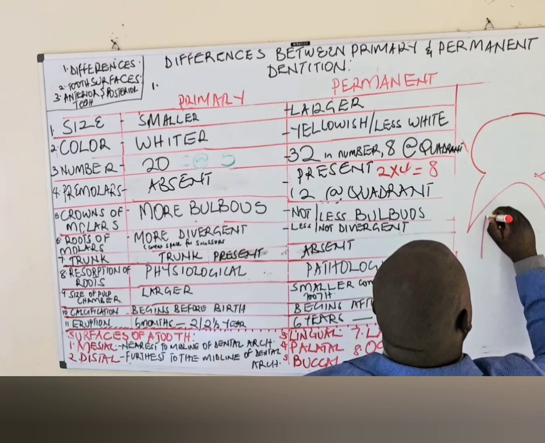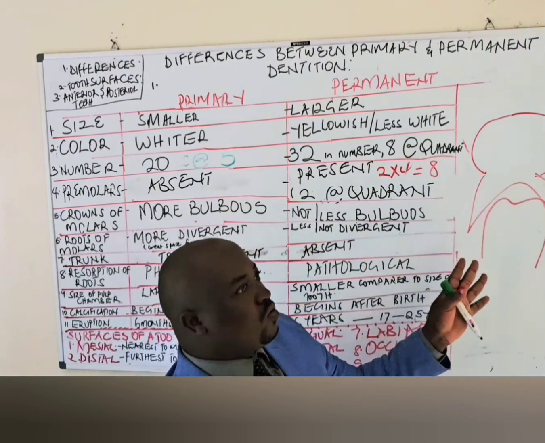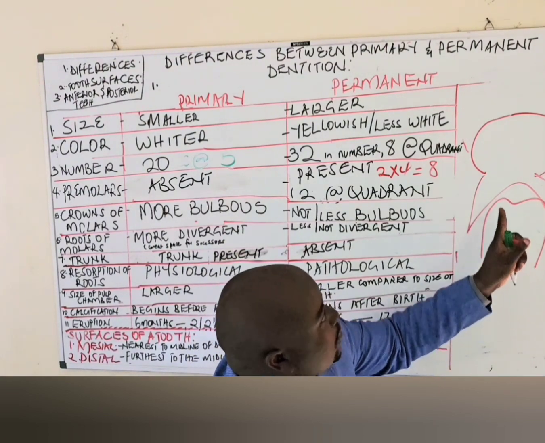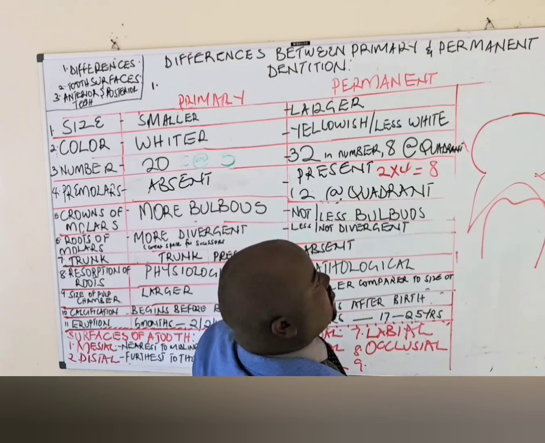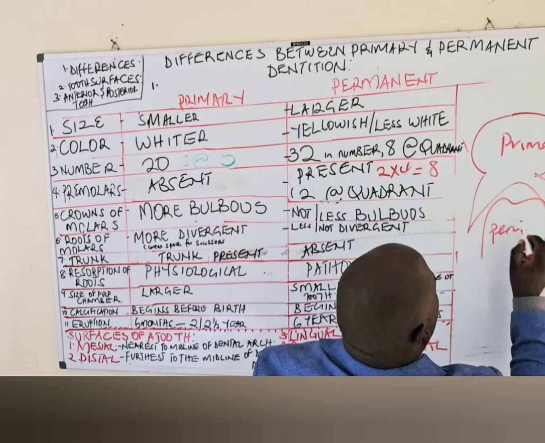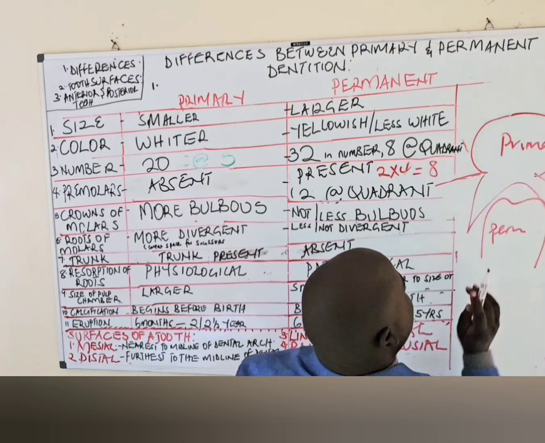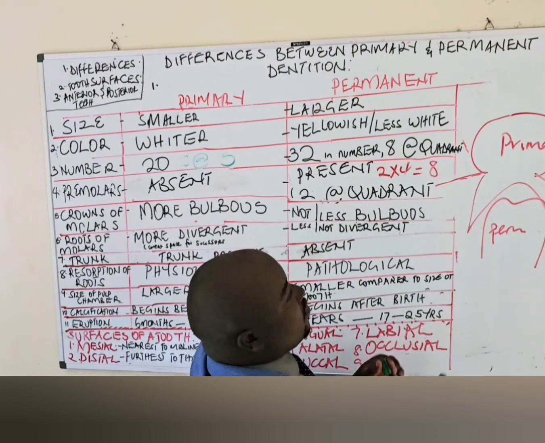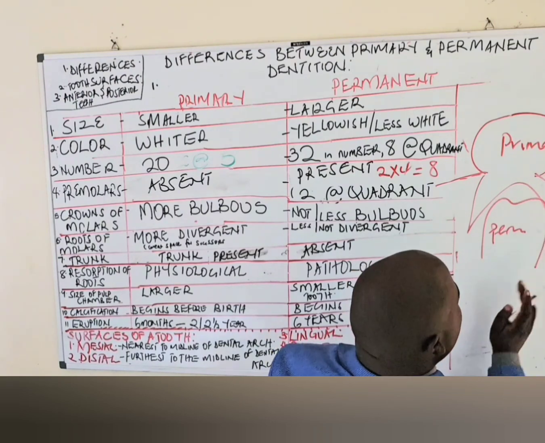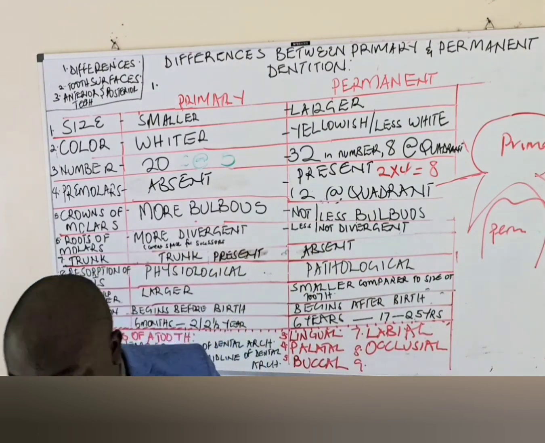So for a permanent tooth to move from its position in the jaw to the position in the oral cavity, this is the primary, and this is a permanent, and this is of course the oral cavity. There must be movement from a point A to a point B. That movement from point A to point B is what? Eruption.